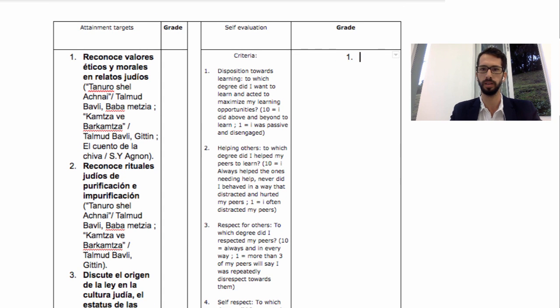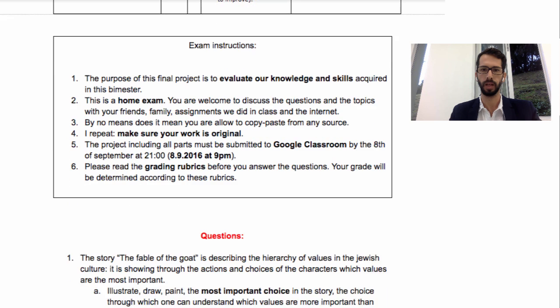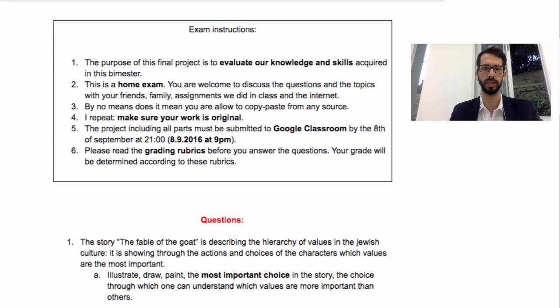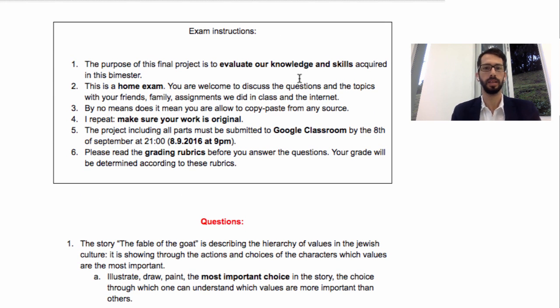I'm going to erase this. Let's move to the instructions of the exam. The purpose of this exam is to evaluate your knowledge and skills that we acquired during this bimester. What's different about this exam is that it's a home exam. You do it at home. Don't come to class, lock yourself in the room and write your exam in 2 or less hours. Take the time you need.